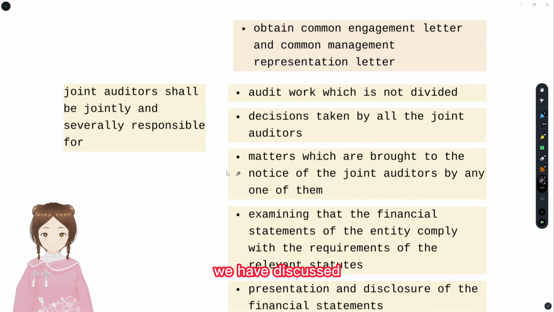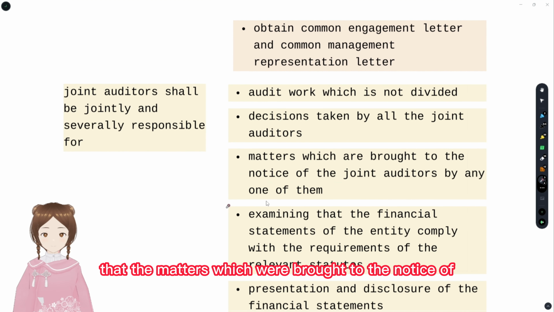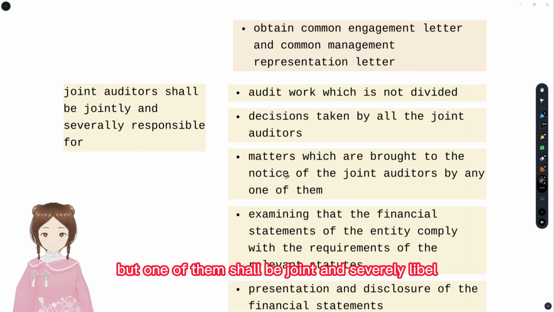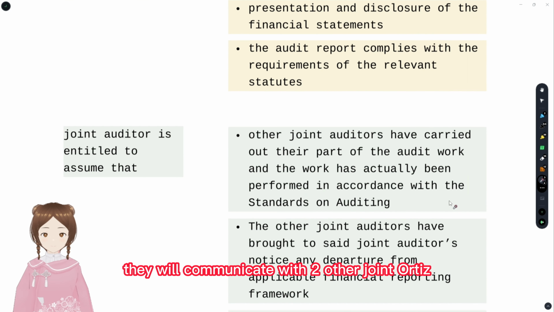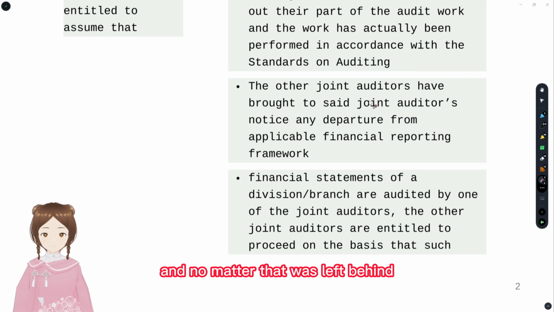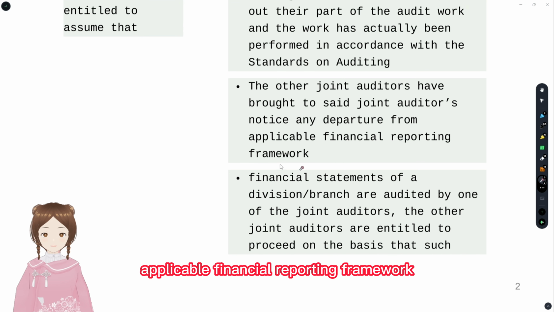You see, here we have discussed that the matters which were brought to the notice of joint auditors by one of them shall be jointly and severally liable. That is, whenever an auditor finds any kind of deviation, they will communicate with the other joint auditors. He has to presume that all the deviations, all the significant matters were discussed, and no matter was left behind. So this is what they're talking about. The other joint auditors have brought to said joint auditors' notice all the departures from the applicable financial reporting framework.